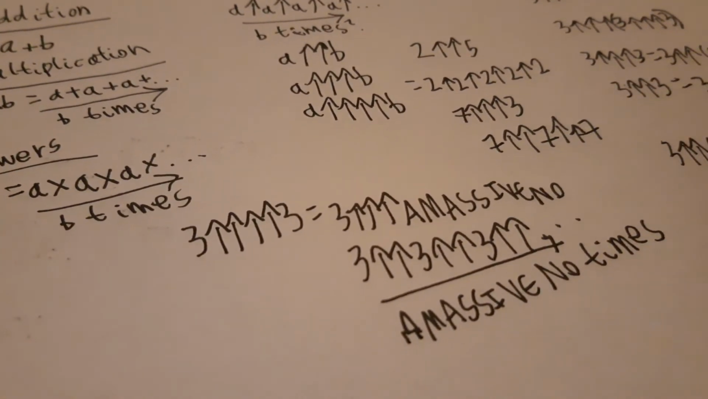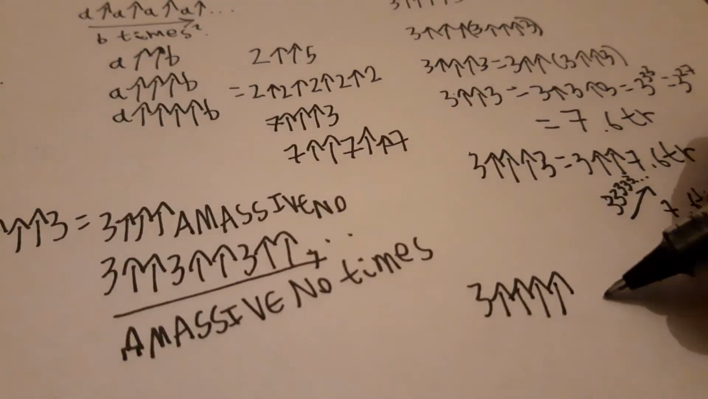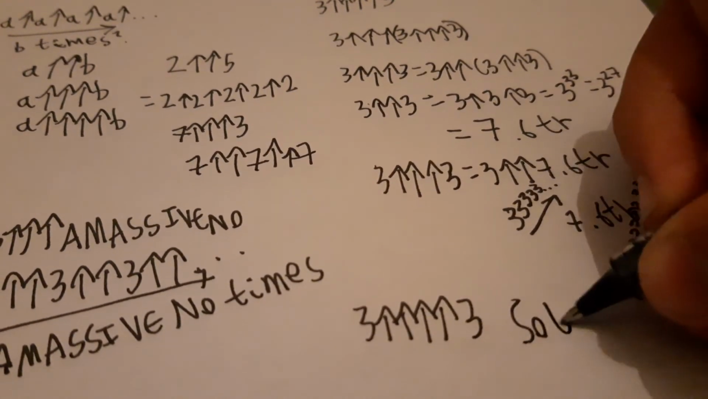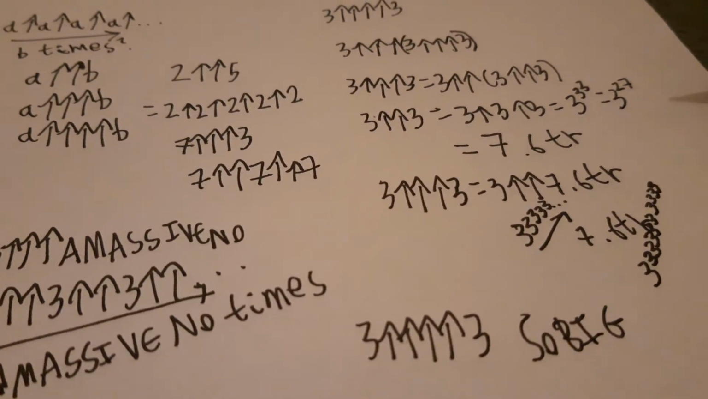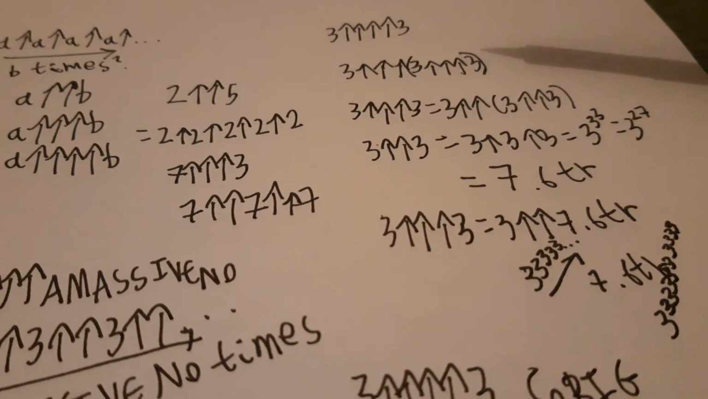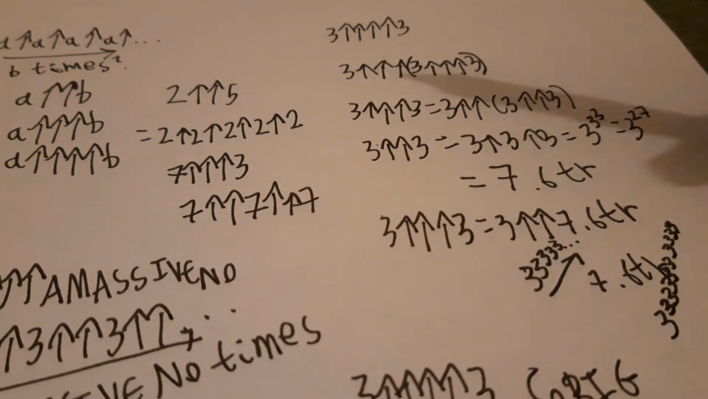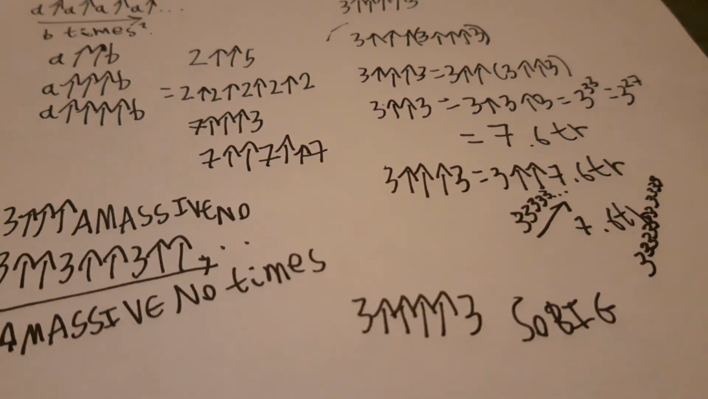So 3 quadruple arrow 3, I'll just call it so big, because it's so big it makes a massive number look small. So to put that in perspective again, 3 single arrow 3 is 27, which is quite short. 3 double arrow 3 is 7.6 trillion. 3 triple arrow 3 is way bigger, and 3 triple arrow 3 is a massive number. And 3 quadruple arrow 3 is so big, so big it makes a massive number seem tiny.